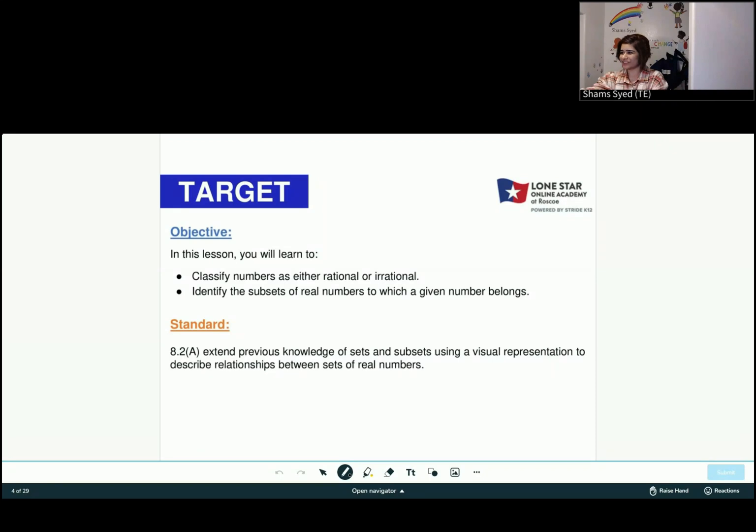Lesson target for today's class. In this lesson, you will learn to classify numbers as either rational or irrational. You will also identify the subsets of real numbers. And what does that mean? I'm about to show you so that things make sense.